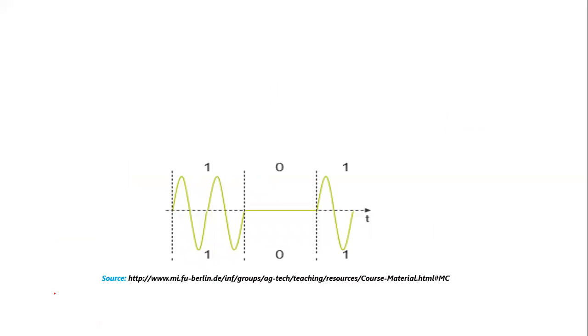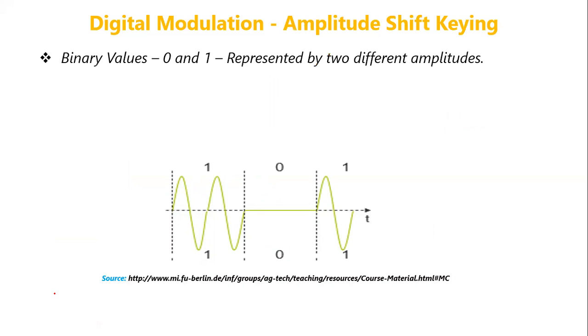Next, let us try to understand the concept of amplitude shift keying, how amplitude shift keying works. As we have discussed, there are three ways of converting a digital signal to an analog signal. One of the methods is amplitude shift keying. Here, the binary values 0 and 1 are represented with different amplitudes.